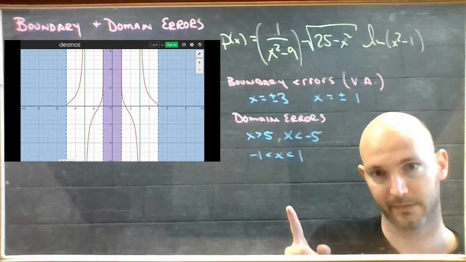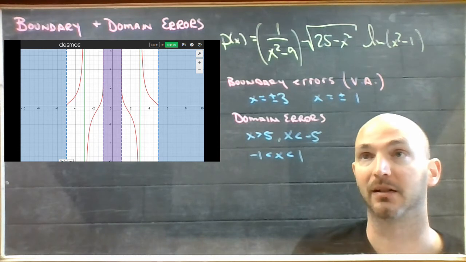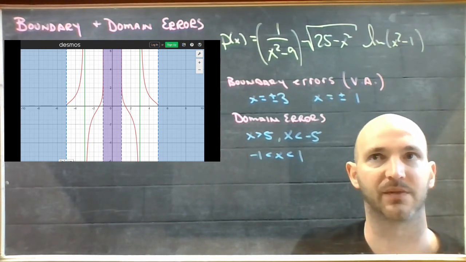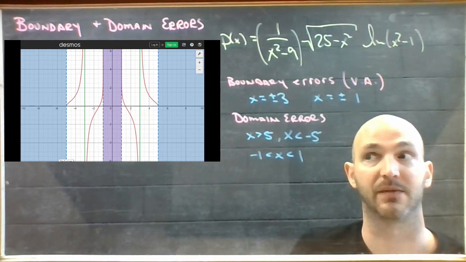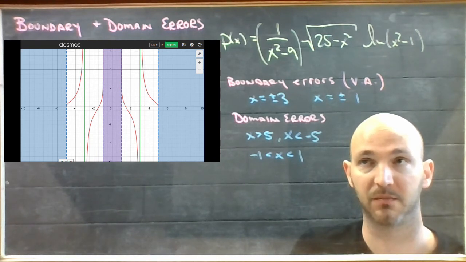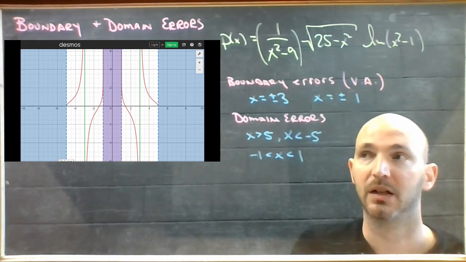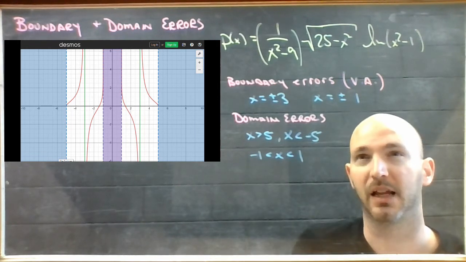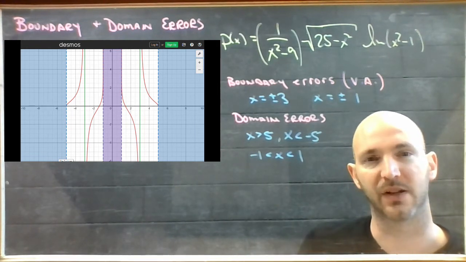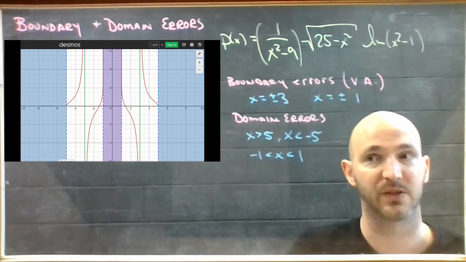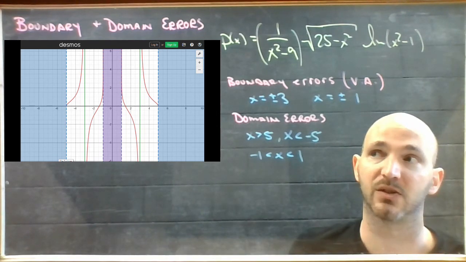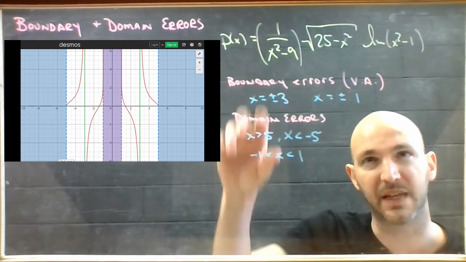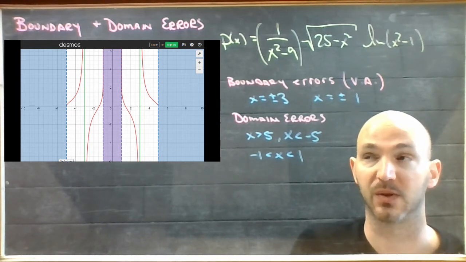Now this one's a monster. Trying to do the max, mins, points of inflection, etc. on this function would be bordering on impossible. So we won't be sketching one that's this complicated, but I like to put it up there to try and illustrate to you how you can force boundary errors to appear, or how you can force domain errors to appear, or what the pieces look like in order to generate those particular features.